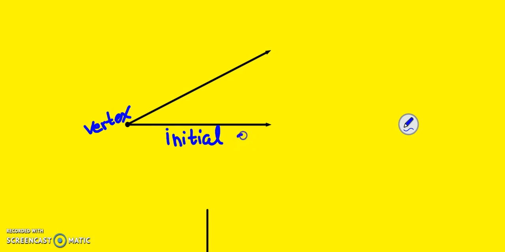For all of the ones that we're going to deal with, the initial side is going to be on the x-axis or somewhere like that. The other side over here will be our terminal side. Everybody knows what terminal means, like terminal cancer, the end of it. So we're going to go from the initial side to the terminal side. That's what we're looking at when it comes to our angles.